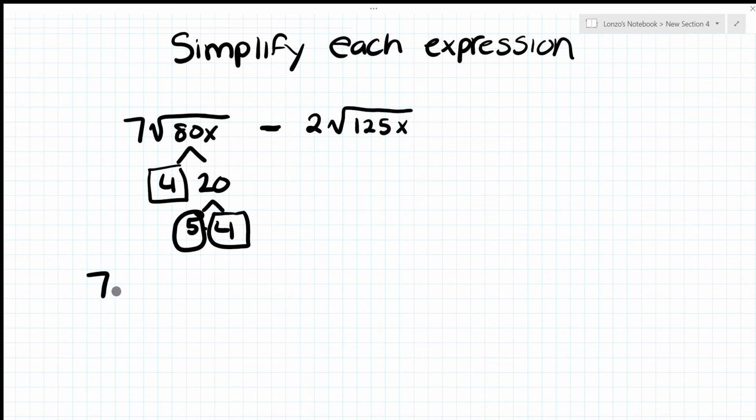So it's going to be 7 times. Remember, when you have a pair of the same number, you just write it once. So it's 4 square root of 5, and then don't forget the x.